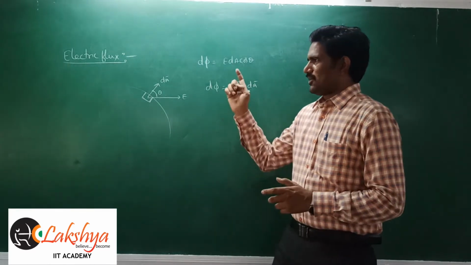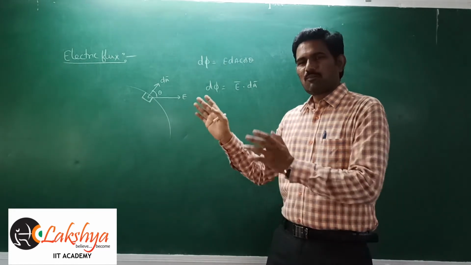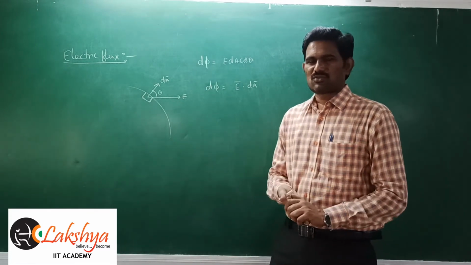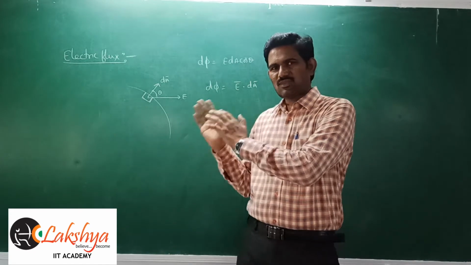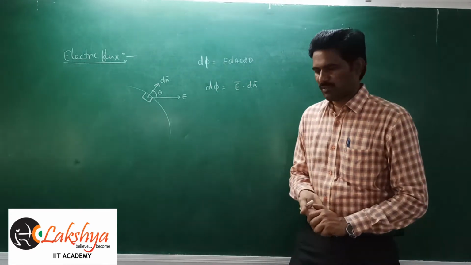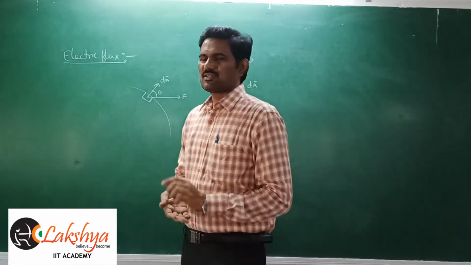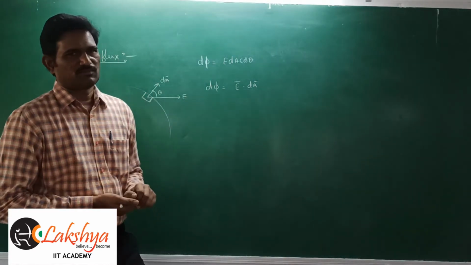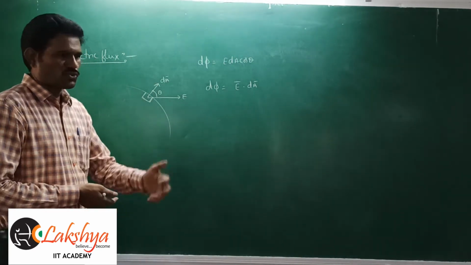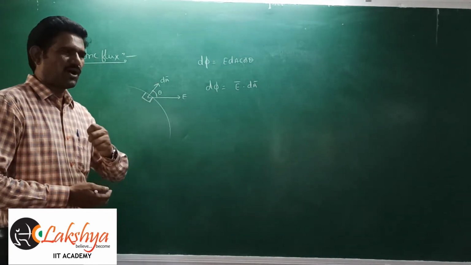That shows the importance of the area vector. In Gauss law we consider the area as a vector quantity whose direction is always normal to the surface at that point. If it is a closed surface, we consider it as an outward normal.